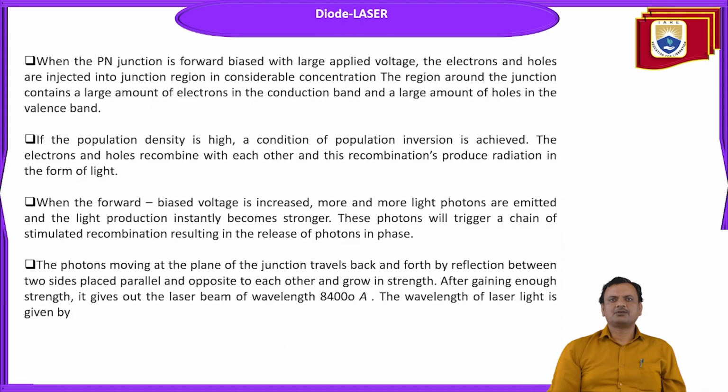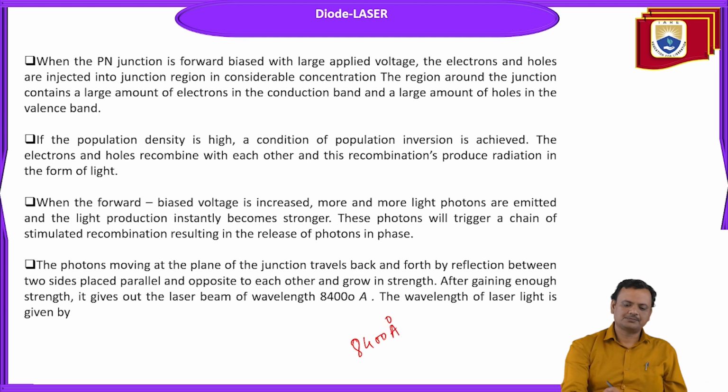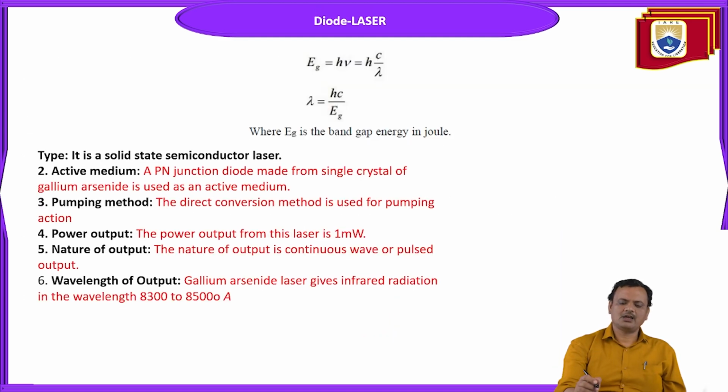Okay, so the photons moving at the plane of the junction travel back and forth by reflection between two sides placed parallel and opposite to each other, and grow in strength. After gaining enough strength, it gives out a laser beam of wavelength 8400 angstrom. The wavelength of laser light is given by this formula.